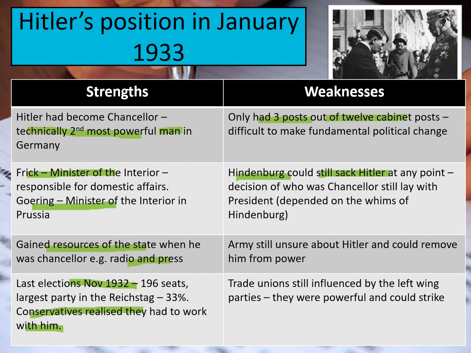The army, who was also loyal to Hindenburg, was also still very unsure about Hitler and could remove him from power by force if Hindenburg asked them to. And there's also some problems still with the left wing, and groups that were quite powerful in Germany, like the trade unions, still didn't like the Nazis at this point, and they could do things like going on strike, which might then lead to Hindenburg sacking Hitler. So he definitely wasn't in a perfect position in January 1933, and it's important that you know some of those strengths and weaknesses of that position.